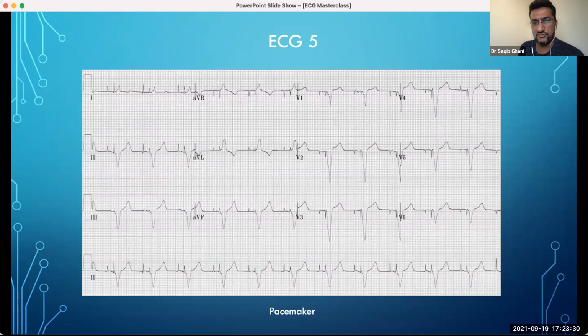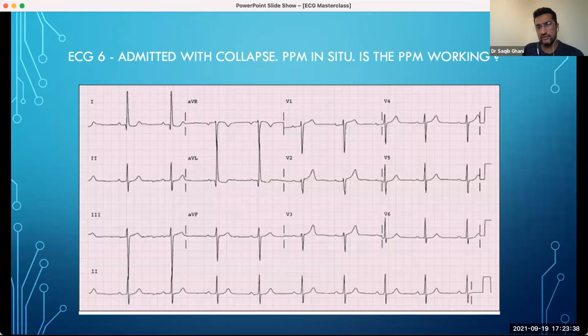This is a normal paced rhythm. How do pacemakers work? In pacemakers, there's a minimum setting below which the pacemaker will not work. So if the device has been set to pace at 40 beats per minute, and the patient's own heart rate is 50, it will not pace. So on this ECG, we cannot say whether the pacemaker is working or not because the patient's heart rate is around 50, and maybe he does not need pacing at this stage. So just because a pacing spike is not there, it does not mean that it's not pacing.